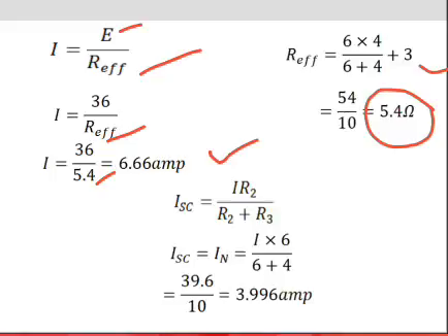So, apply the value of current I in the ISC. Therefore, ISC equals IN, that equals 6.66 into 6 divided by 6 plus 4. So, that equals 39.6 divided by 10, that equals 3.996 amp.